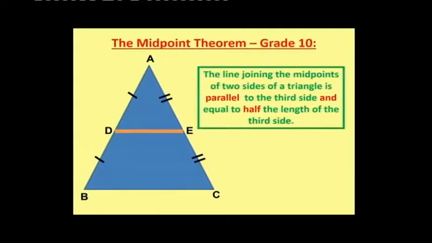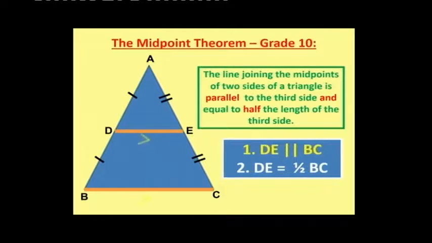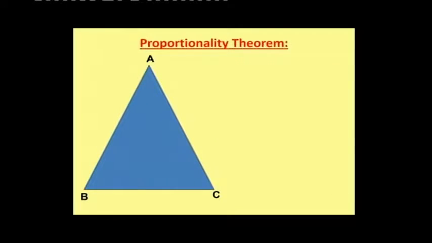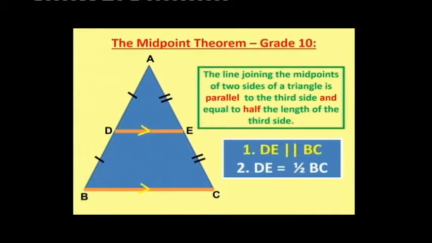There is a line, we join them: D is the midpoint of AB, and E is the midpoint of AC. If you have that, then what does it mean? The line joining the midpoints of 2 sides of a triangle is parallel to the third side. Parallel, and then secondly, it's half the length of the third side.